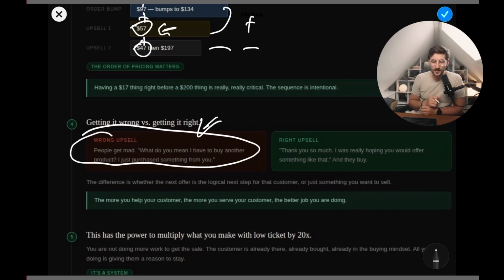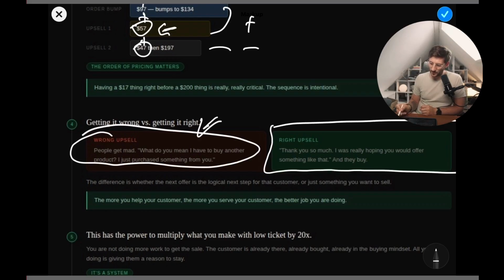The right upsell for the right people would be something like, thank you so much. I was really hoping you would offer something like that, and they buy. Because these people know where they're at, know your products, know what they would need in order to solve their next problem, and they're happy to spend money with you. So the difference is whether the next offer is the logical step for that customer or just something you want to sell.